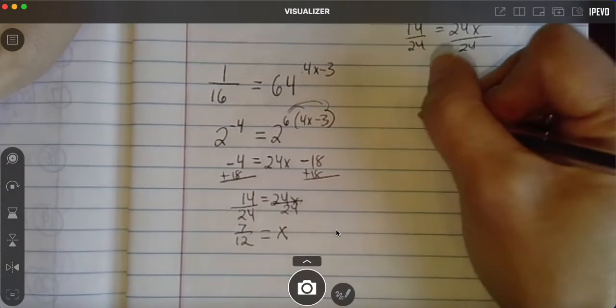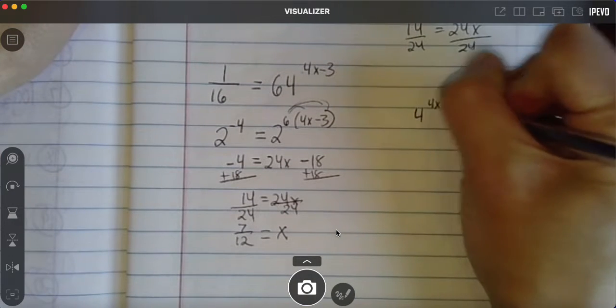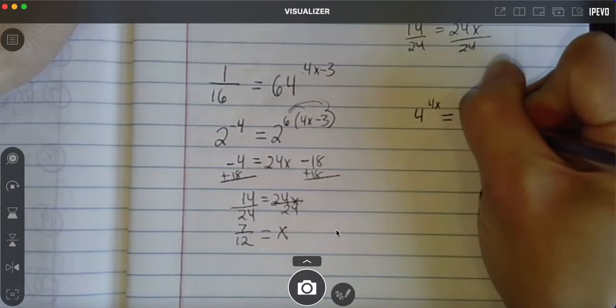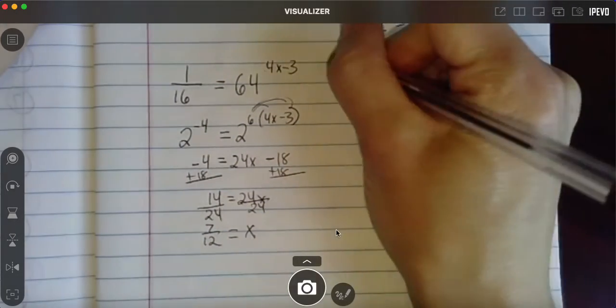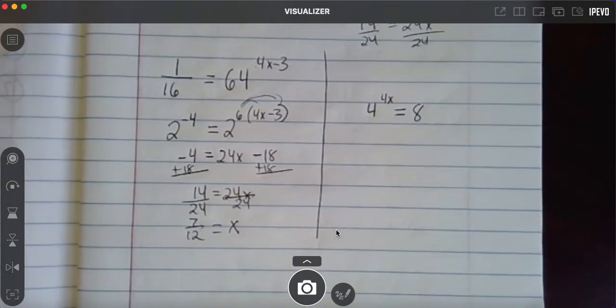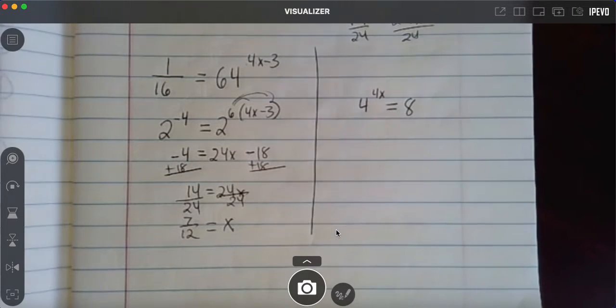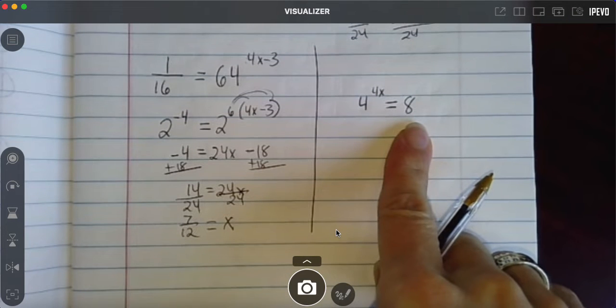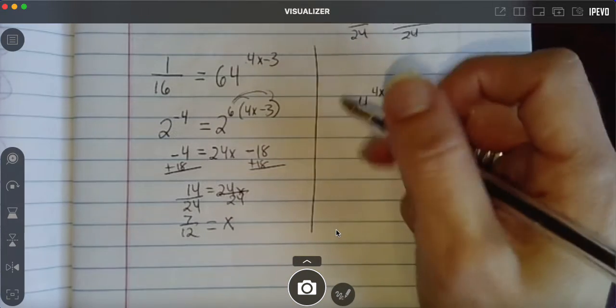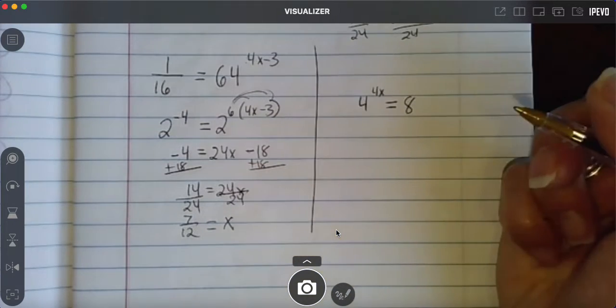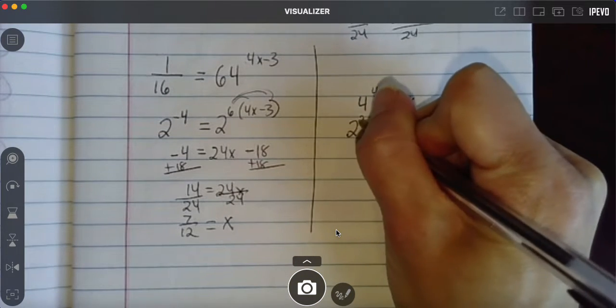It's just like it. 4 to the 4x equals 8. For me to find the x, these were the first types we learned to solve, we get the base the same. What's my base going to be? 2. Because I can't square 4 to get 8. So it has to go down to 2, a smaller number. So what is 4? 2 to what power? 2 to the second power.